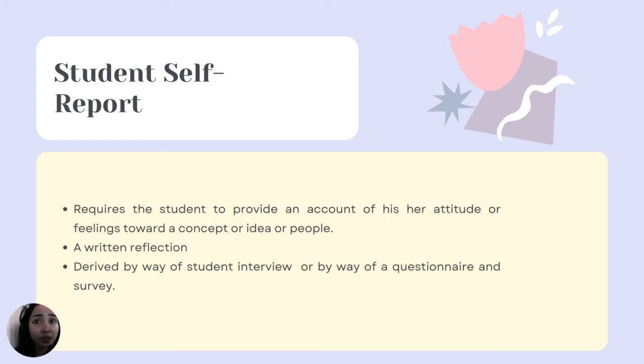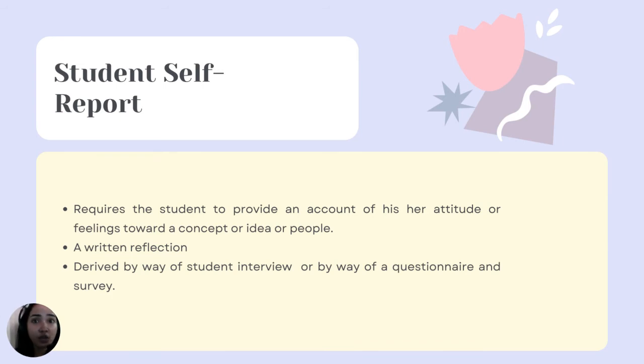A student's self-report can also be derived by way of a student interview or by way of a questionnaire and survey. So the teacher may interview a student on whether the student likes or hates physics as a subject and why. One advantage of an interview is that the teacher can probe into the answers of the students right there and then. Another means to derive a student self-report is by way of a survey and a questionnaire.